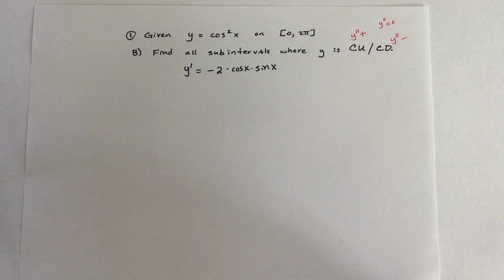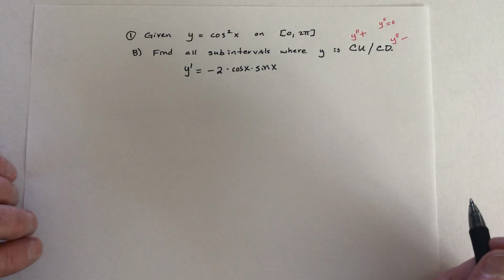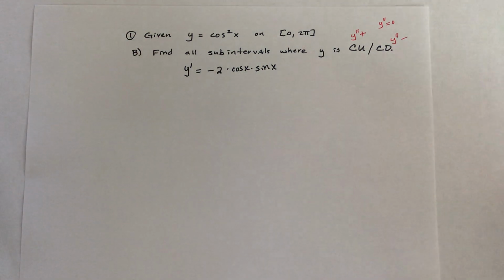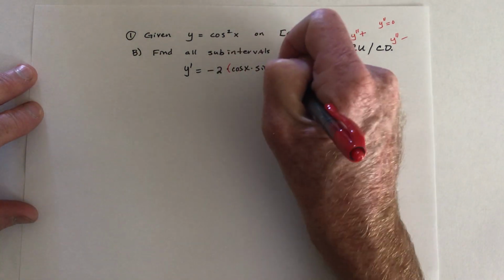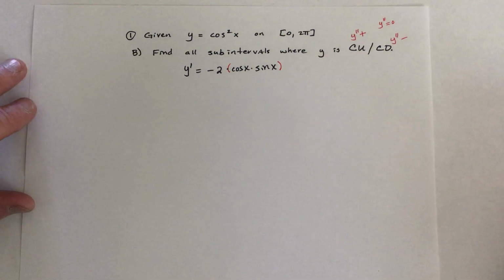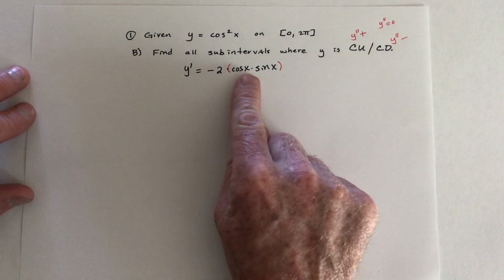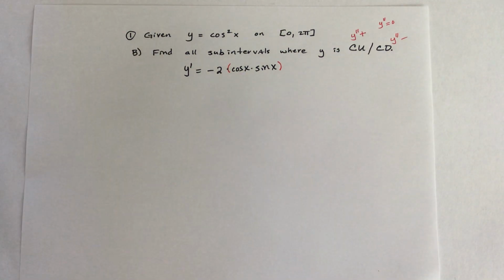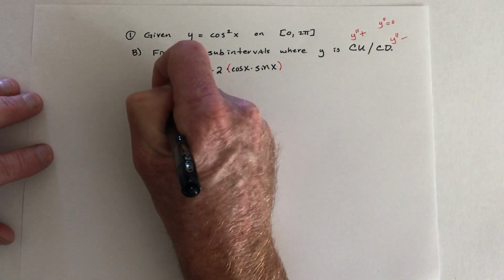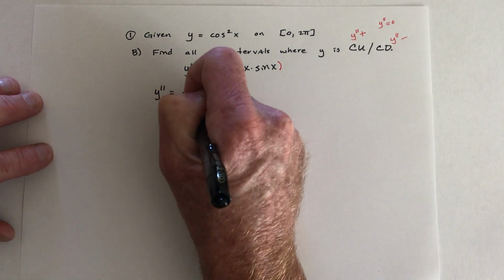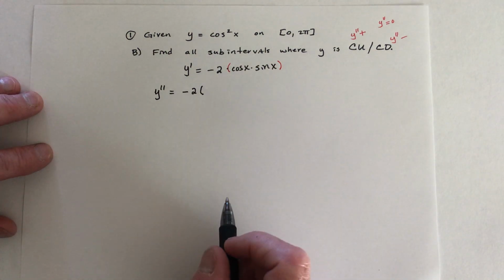All right, now find the second derivative. Well, with the second derivative, I'm going to look at it like this. Like the negative 2 just gets factored out, and then take the derivative here using the product rule. So y double prime is going to look like a negative 2 got factored out.